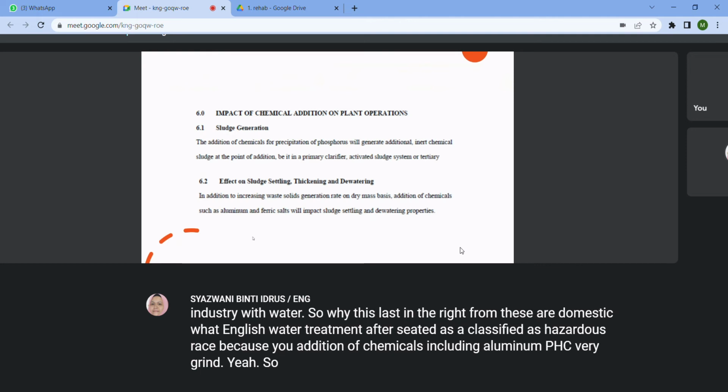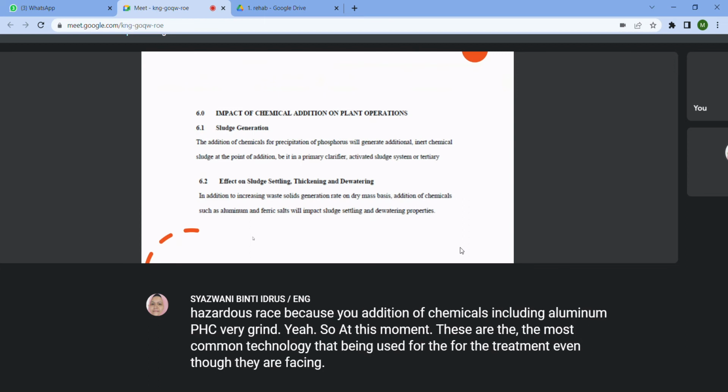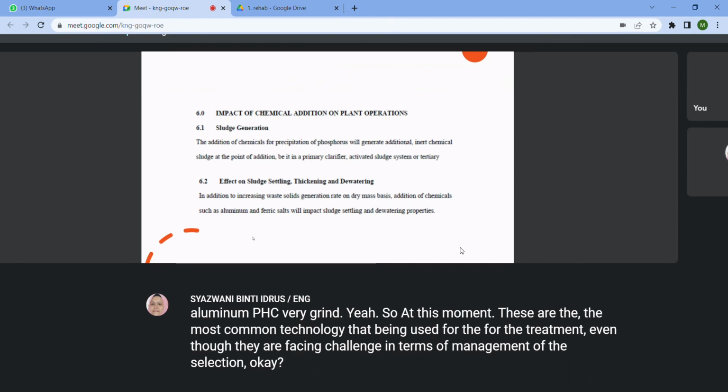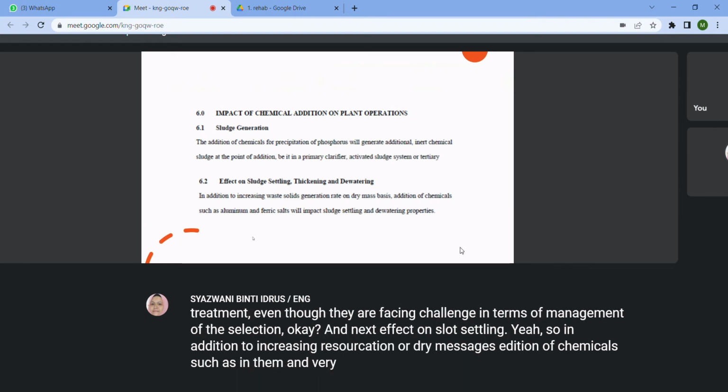At this moment, these are the most common technologies being used for the treatment, even though they are facing challenges in terms of sludge management. Okay. Next, effect on sludge settling. In addition to increasing waste solid generation on a dryness basis, the addition of chemicals such as alum and ferric will impact sludge settling and dewatering properties.